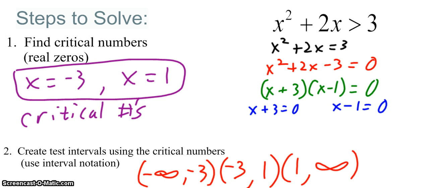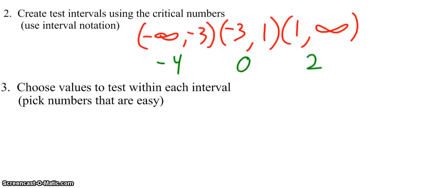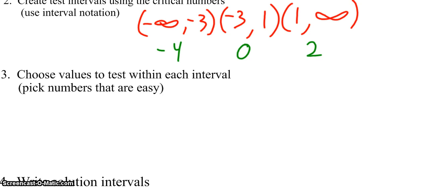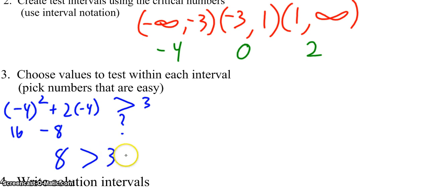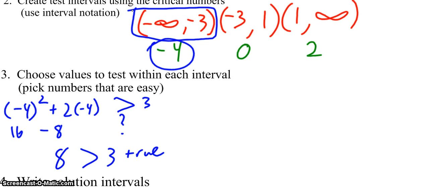So my inequality is x squared plus 2x is greater than 3. But I'm going to plug in a -4. So if I do -4 squared plus 2 times -4, is this greater than 3? So that's what I'm asking myself. So -4 squared, this is 16, this is -8, so I end up with 8 is greater than 3. This is true. So I know this interval is going to be one of my solutions.